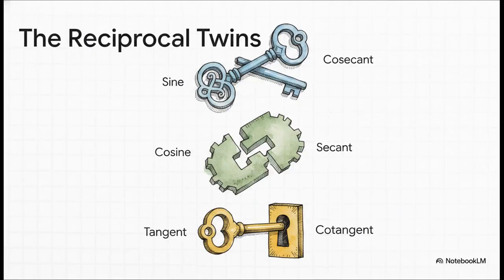And the beautiful thing is that exact same logic applies across the board, giving us three pairs of reciprocal twins. Sine pairs with cosecant, cosine pairs with secant, and tangent pairs with cotangent. Think about it. If you know the tangent is perpendicular over base, then you automatically know cotangent is base over perpendicular. Mastering the primary 3 tools gives you the secondary 3 entirely for free.